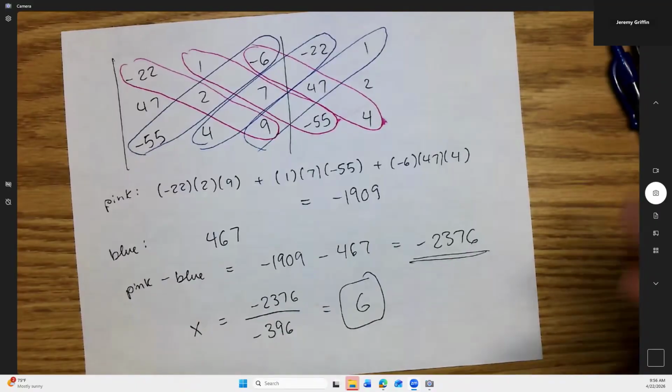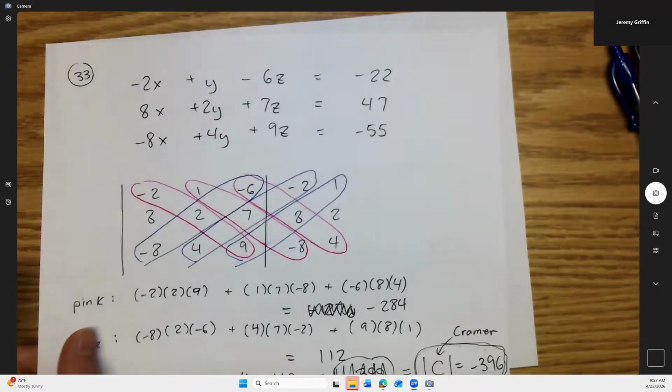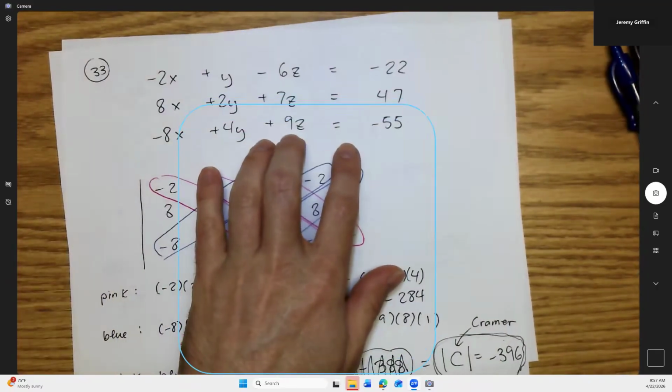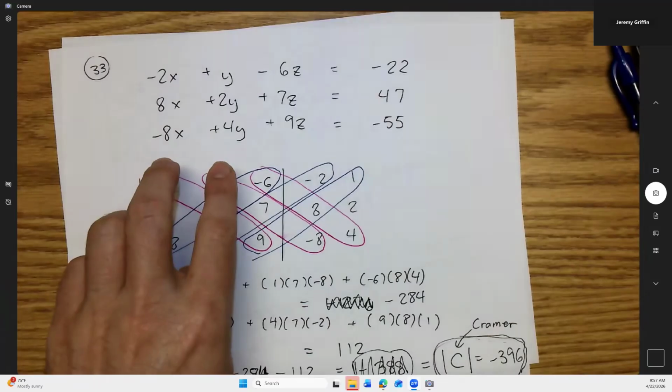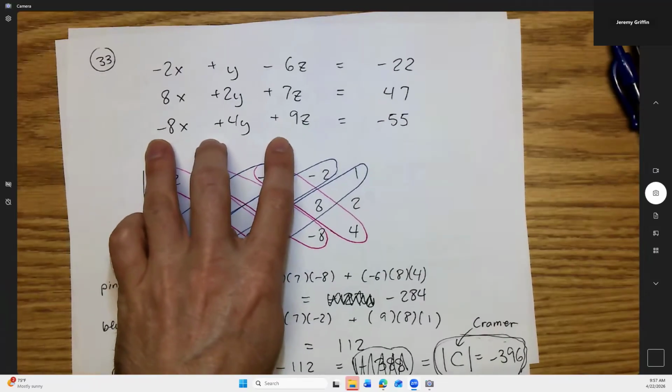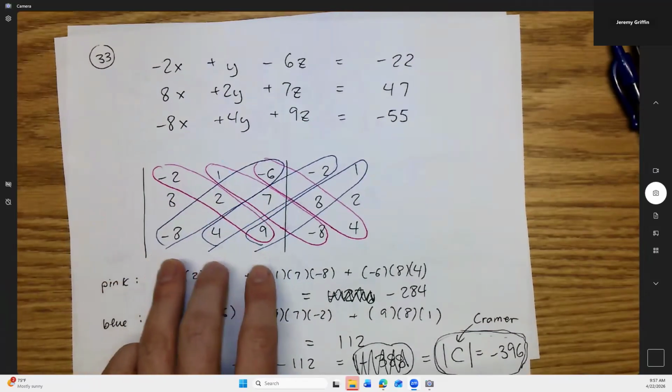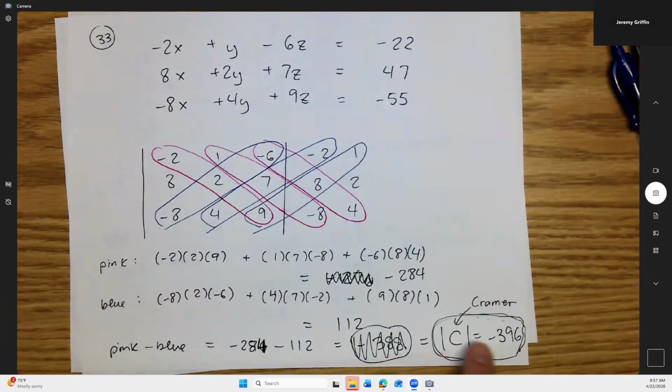So let me go back way to the beginning. We had this system of equations. We're going to use matrices to determine the solution. We took these coefficients on the left side, made a 3x3 matrix, and then found the determinant, and I'm calling it the Cramer determinant. So we hold on to that number.